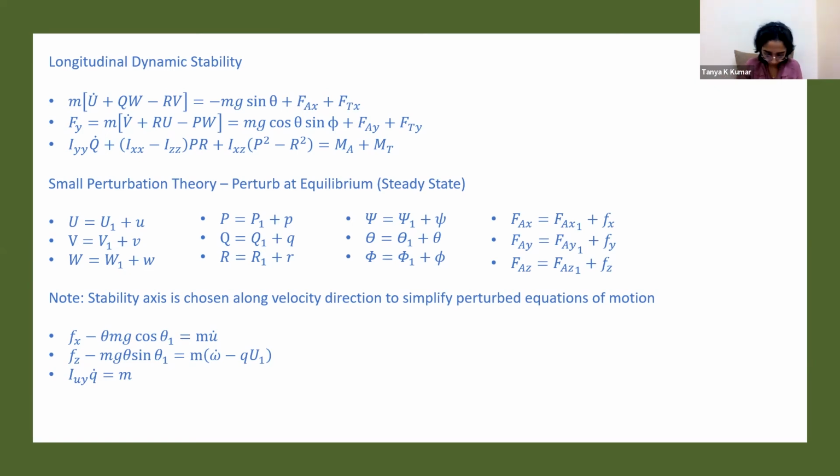So you have u dot, v dot, and q dot. These are the three equations. These are the three dynamic equations that are used to analyze the longitudinal dynamic stability.